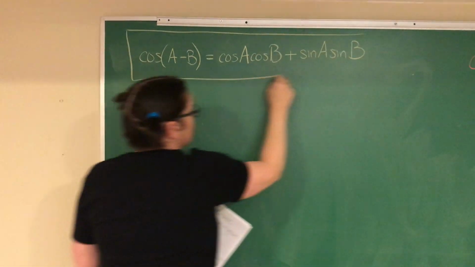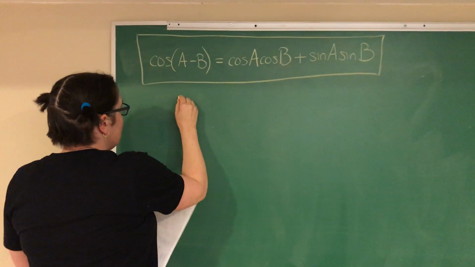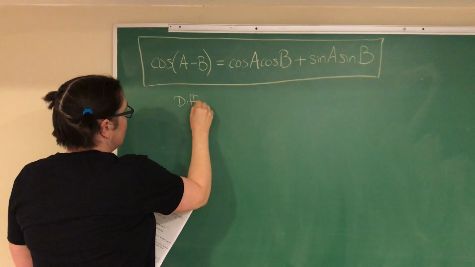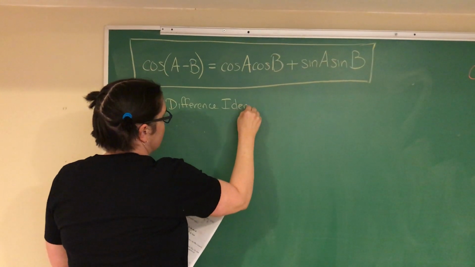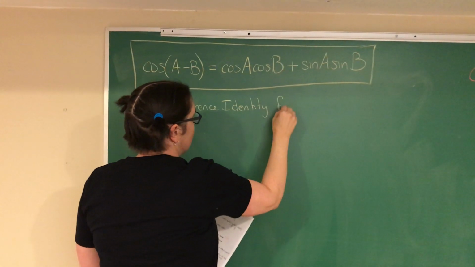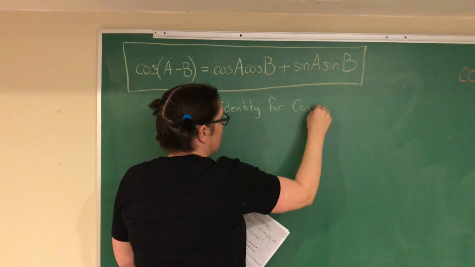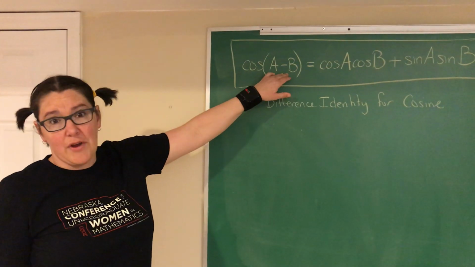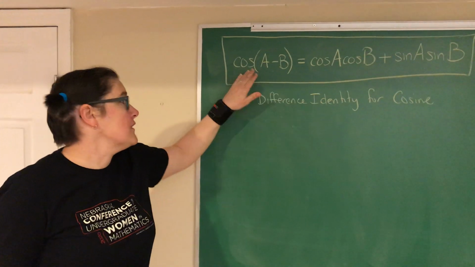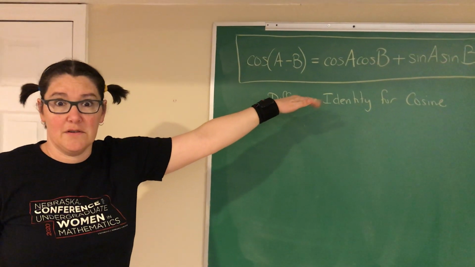And what I've just written down up here on the board is the difference identity, or difference formula, the difference identity for cosine. It's called the difference identity because we're subtracting inside the parentheses, and it's for cosine because this is the cosine function. Okay.